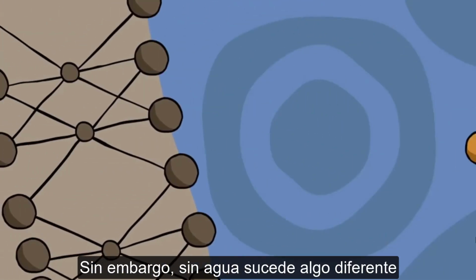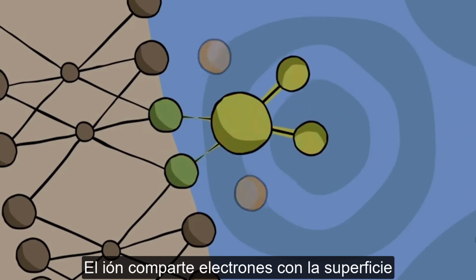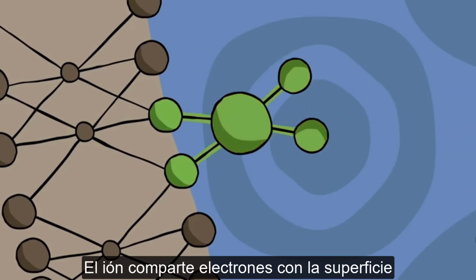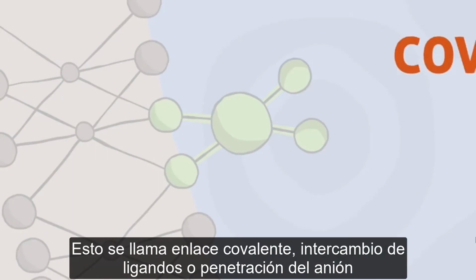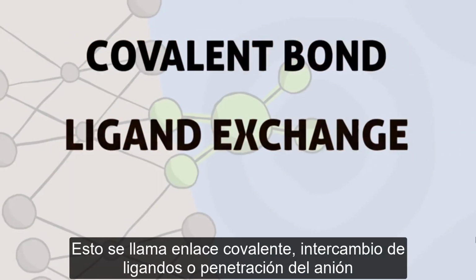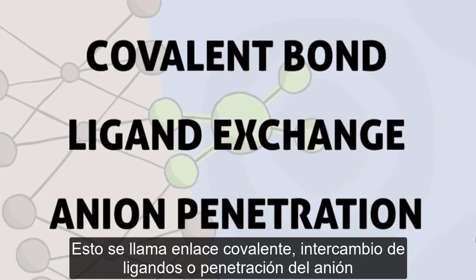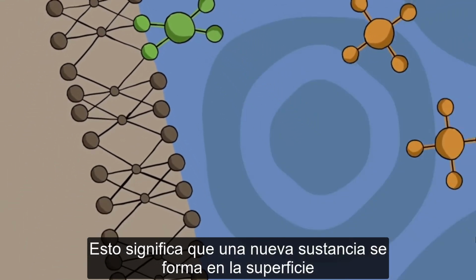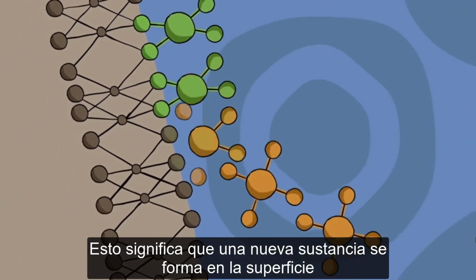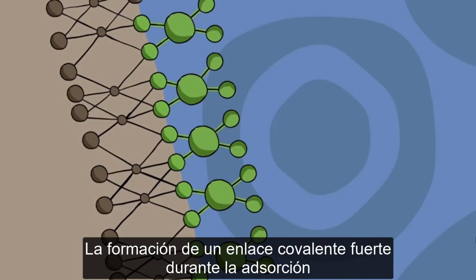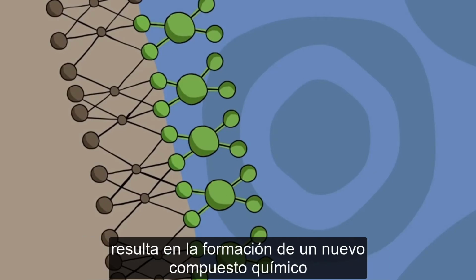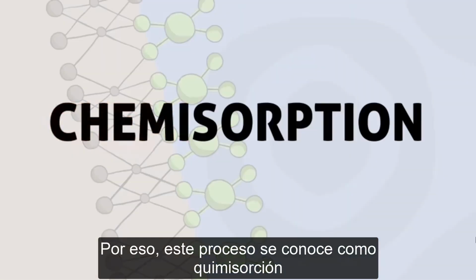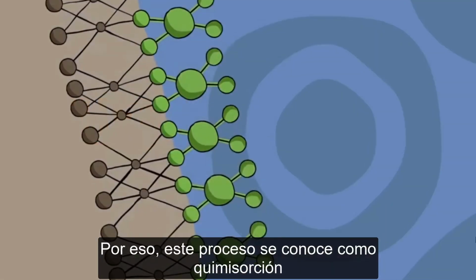Without water, though, something different happens. The ion shares some electrons with the surface. This is called a covalent bond, ligand exchange, or anion penetration. This means that a brand new substance forms at the boundary of the surface. The formation of a strong covalent bond during adsorption creates a new chemical compound. So this process is called chemisorption.